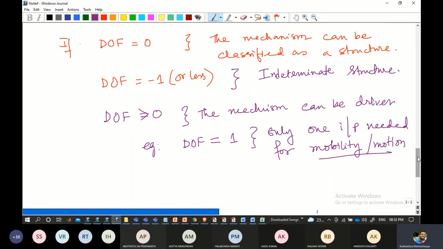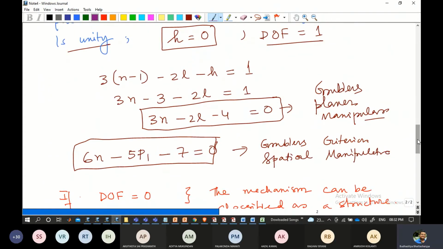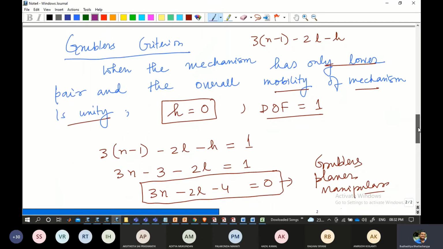Now let's take the example. Any doubt till this point? Anyone? We'll go to the numerical. I think it will be clearer to everyone. Yeah, please.